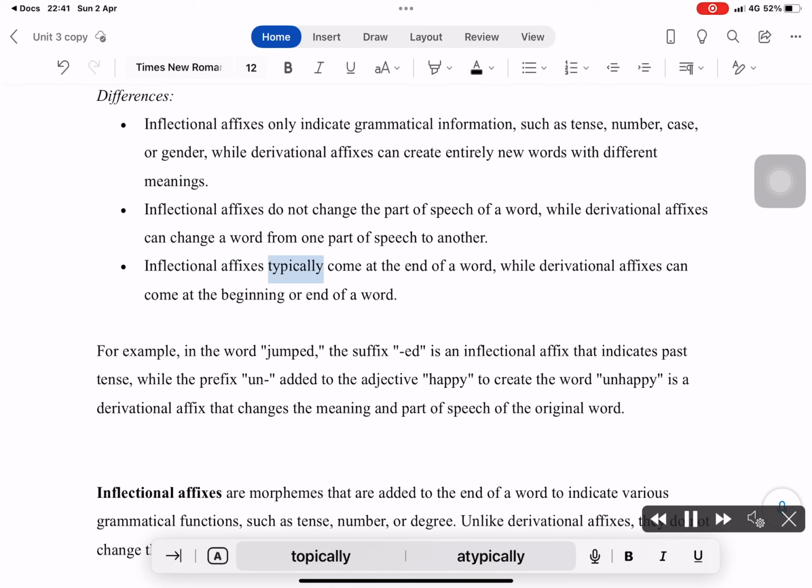Inflectional affixes typically come at the end of a word, while derivational affixes can come at the beginning or end of a word. For example, in the word jumped, the suffix ed is an inflectional affix that indicates past tense, while the prefix un- added to the adjective happy to create the word unhappy is a derivational affix that changes the meaning and part of speech of the original word.